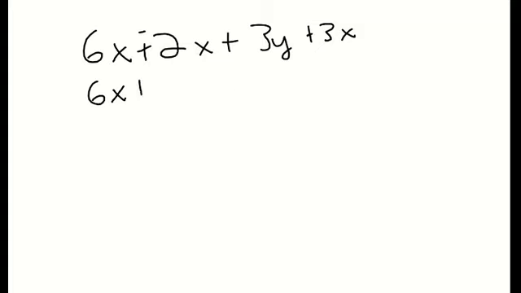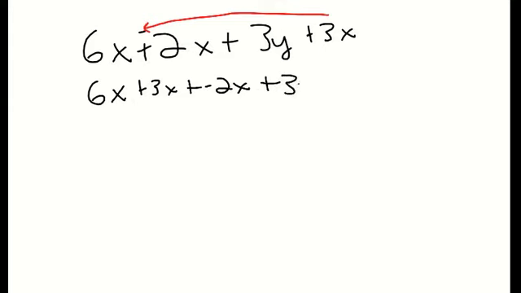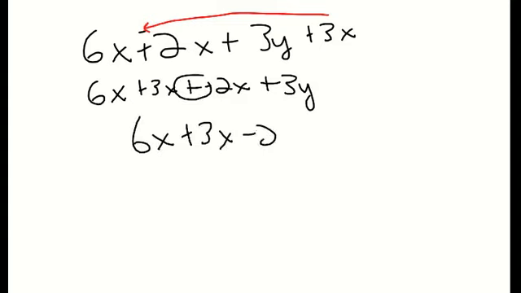And then I'm going to rearrange these terms around to make it 6x plus 3x plus negative 2x. Basically, I move the 3x in between those two, so it becomes 6x plus 3x plus negative 2x plus 3y. Then I'm going to just rewrite this as subtraction, so it becomes 6x plus 3x minus 2x plus 3y.